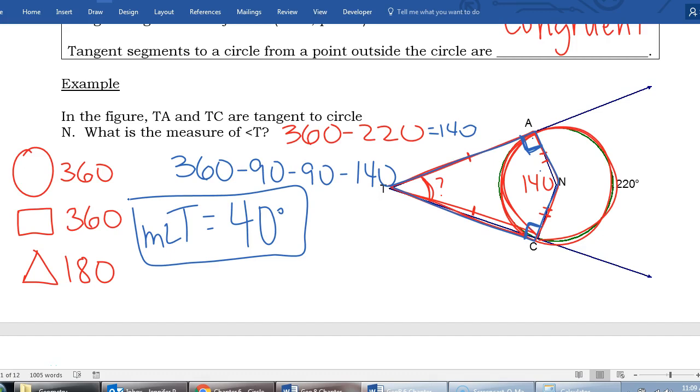Okay, that's it for the notes. Don't forget about your circles, 360, squares, 360, triangles, 180, and stick 90s in those corners where your radius hits your tangent. Good luck on your exercises, and please let me know if you have any questions.